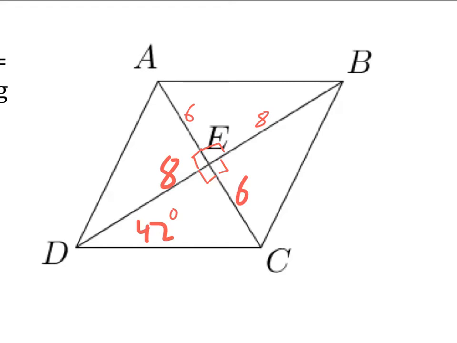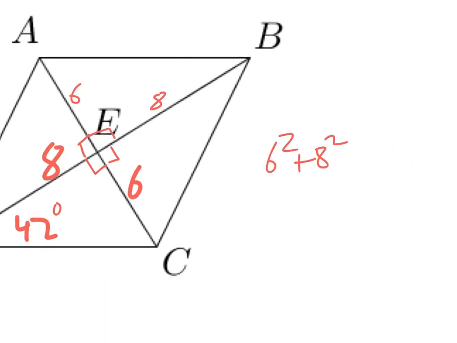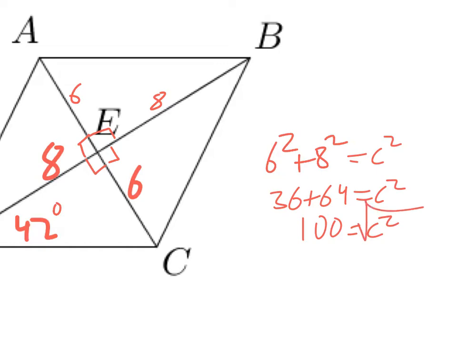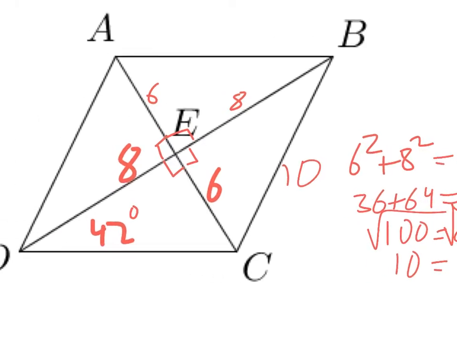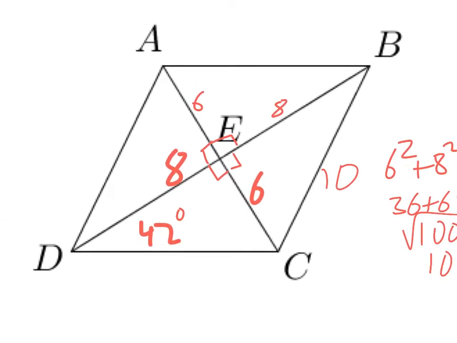Since this is a right triangle here, we can use the Pythagorean theorem. 6 squared plus 8 squared equals c squared. And so this comes out to be 36 and 64. And that's 100. And so we get 10. So this has to be 10. Now we were told this is a rhombus, so all sides would have to be 10, right? Okay. And then let's go find some angles.